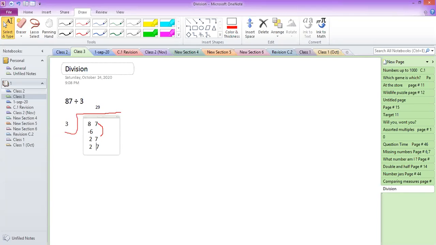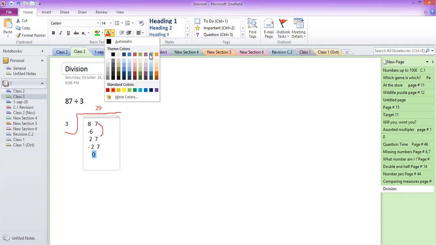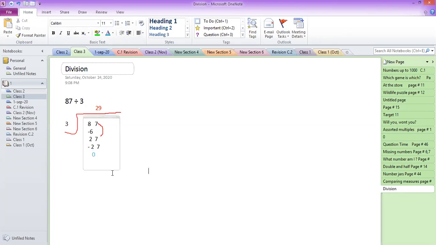Now 27 minus 27 equals 0. So when you subtract 27 and 27, the answer will be 0. So there is no remainder now. This will become 0. Okay. So this is called the quotient. This 29 is called the quotient. And this 0 is called the remainder. Can make it a different color. This 0 is the remainder and this is the quotient.